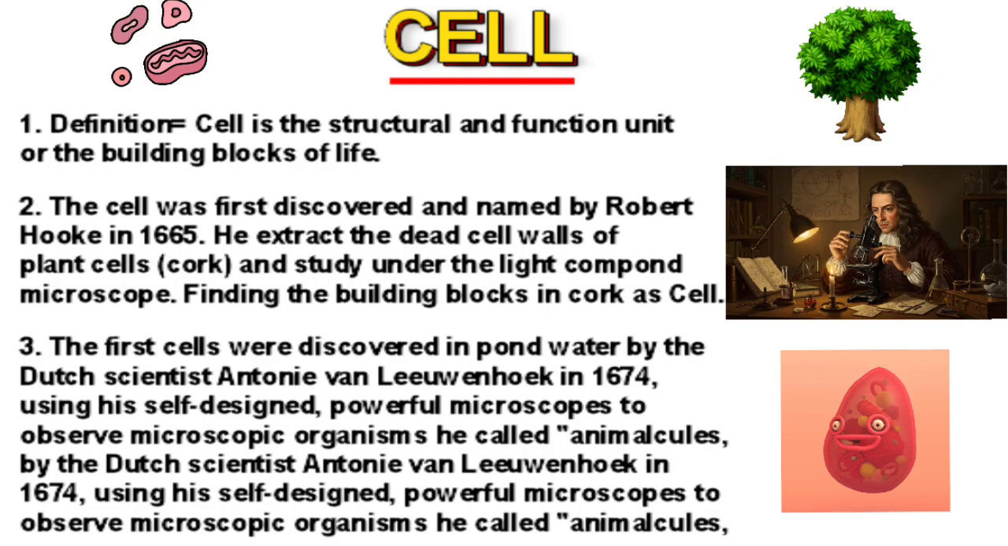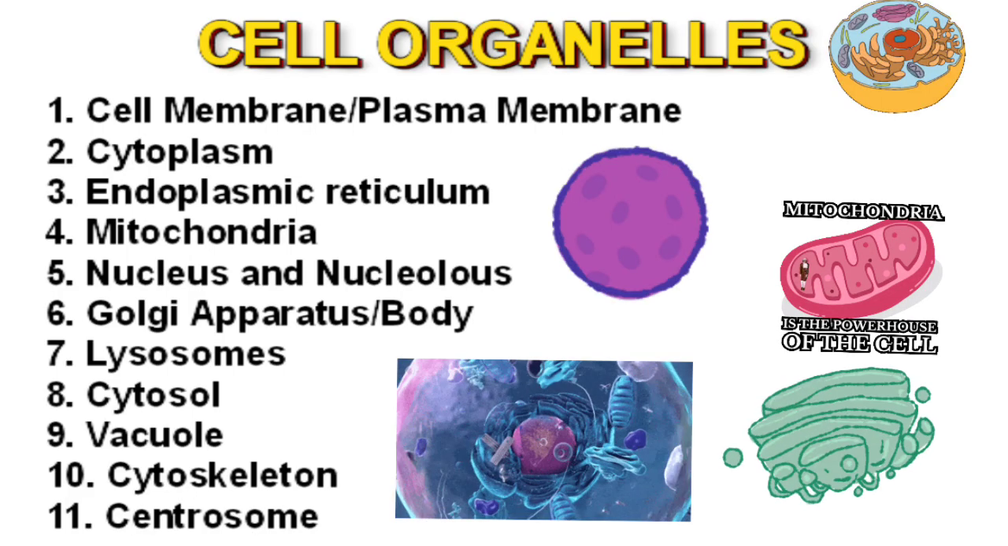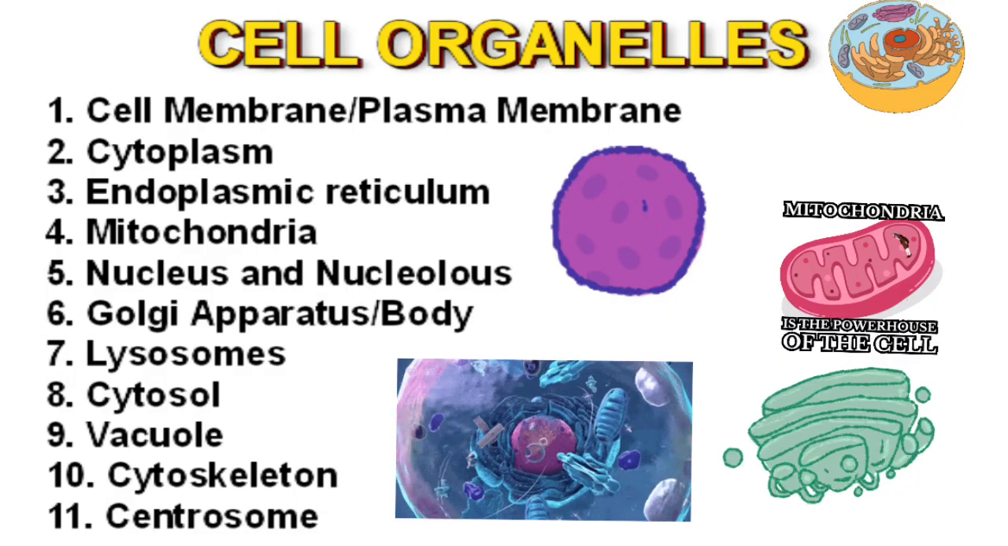Next, Antonie van Leeuwenhoek in 1674, by the use of his own made microscope, found living cell, which he called animalcules. So next we will study cell organelles. The materials that are present inside a eukaryotic cell are known as cell organelles.